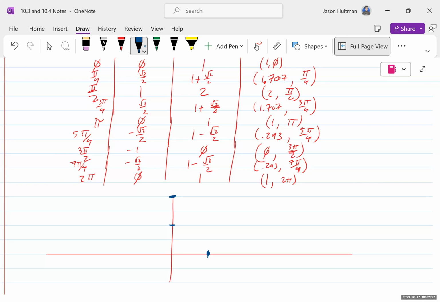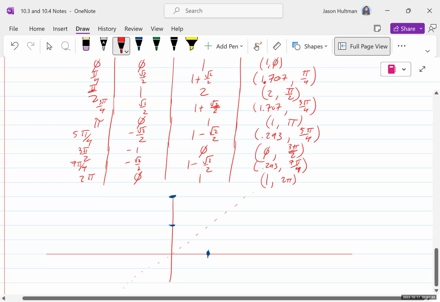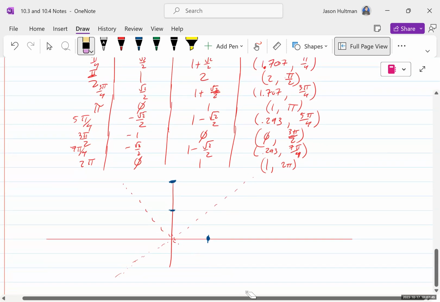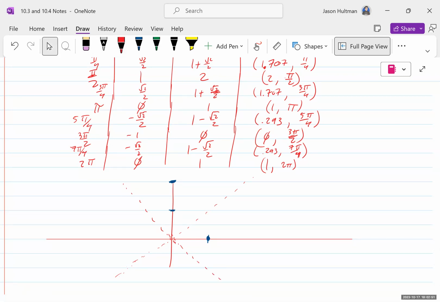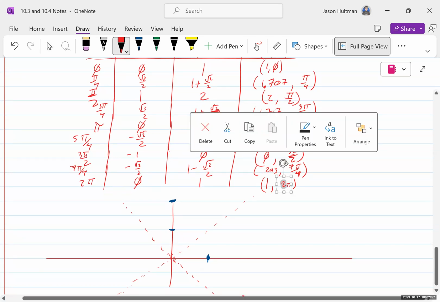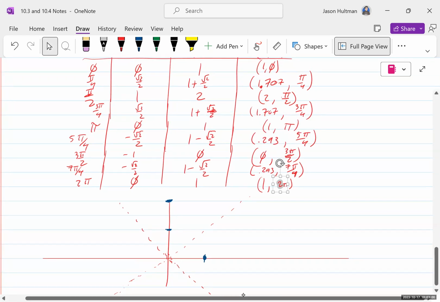Okay, and then at pi over 4, where's pi over 4? We're just on the line y equals x. And my 3 pi over 4s are at the line y equals negative x. So at pi over 4, we're at 1.707, or 1 plus radical 2 over 2. Radical 2 is 1.41, right? So radical 2 would be right here. We're a little bit farther out than that.